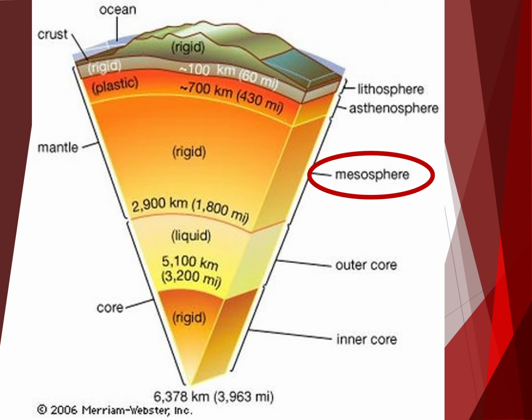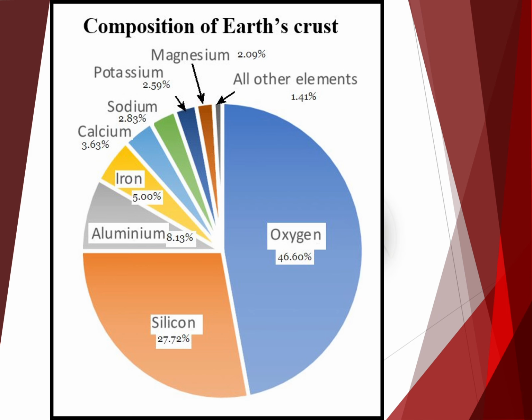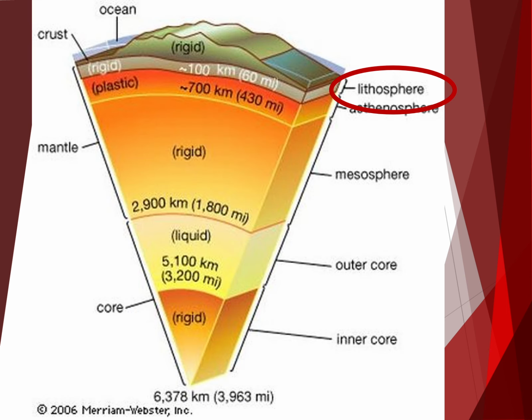The mesosphere, the asthenosphere, and the lithosphere. Now, the rigid upper mantle directly beneath the crust, right? The upper mantle and the crust together are referred to as the lithosphere. So we have the mesosphere, asthenosphere, and lithosphere.